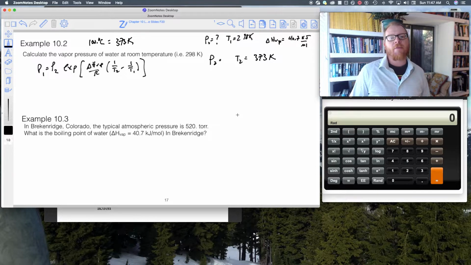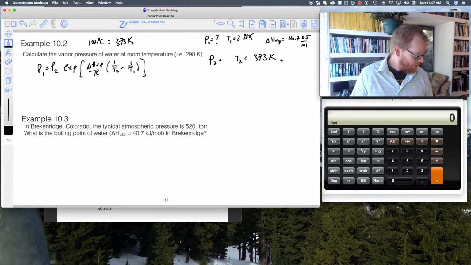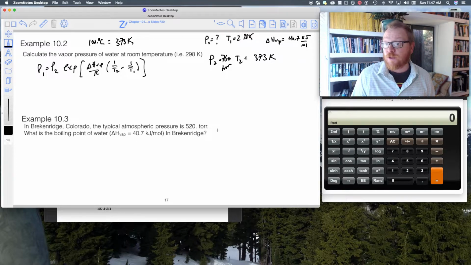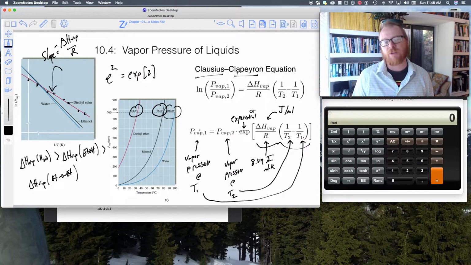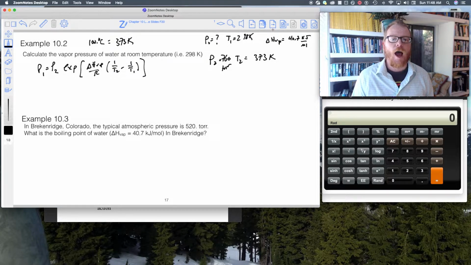And I'm going to say my P2 now has to be the vapor pressure that corresponds to that. And I'm going to pick it to be 760 torr. We could say 1 atmosphere. We could say 101,325 Pascal, right? We could really use any unit of pressure we want, because you notice on this equation, when you divide pressure over to the other side, the pressure units will cancel. And so now we also know that R is 8.314 joule per mole K.